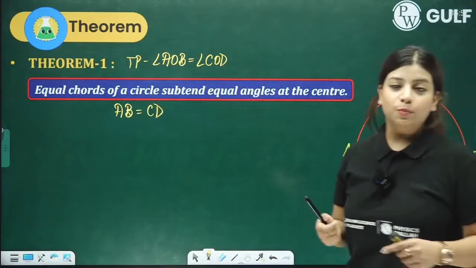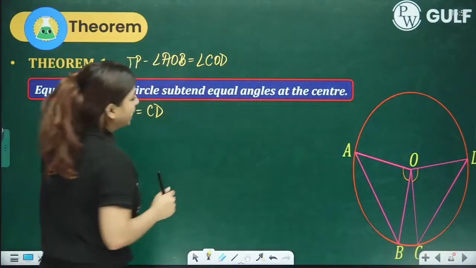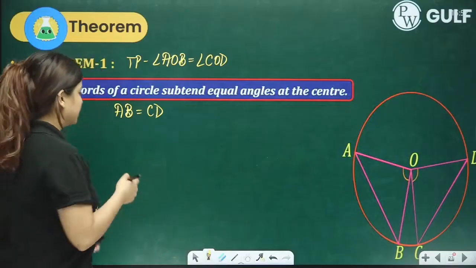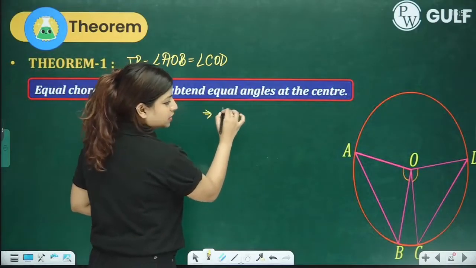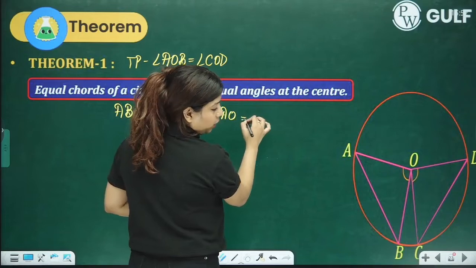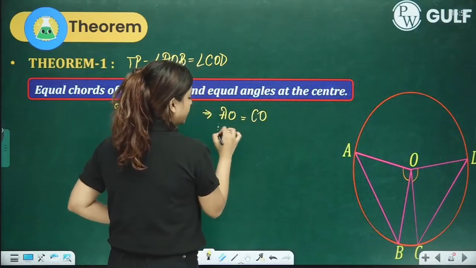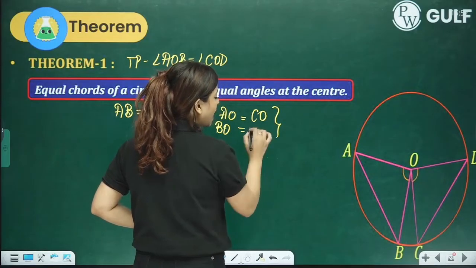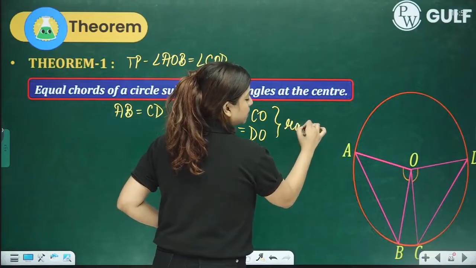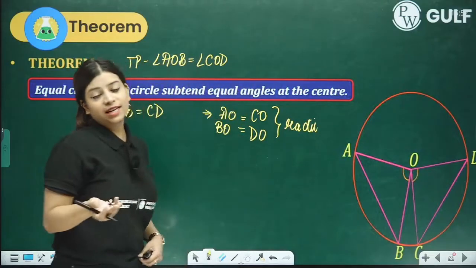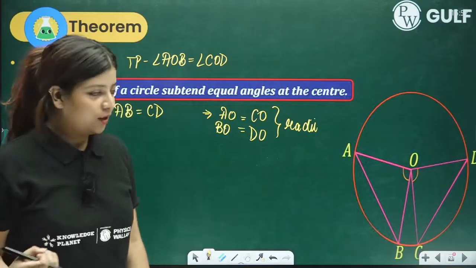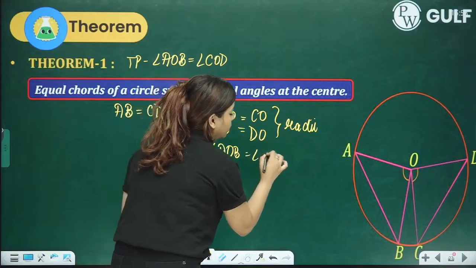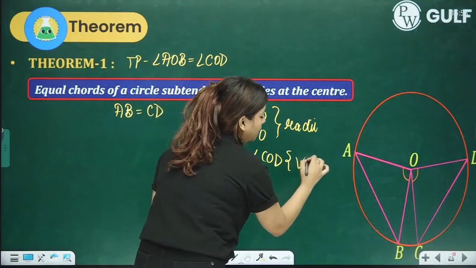Now, what do we have to do in this proof, students? First of all, we will join AO, BO, CO and DO. Now, what can we say? The very first thing is that AO is equal to CO, and BO is equal to DO. Why can we say that? Because these are radii of the same circle, and if they are radii of the same circle, they have to be equal.